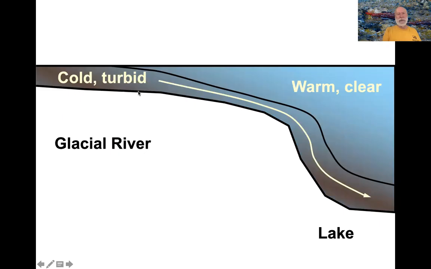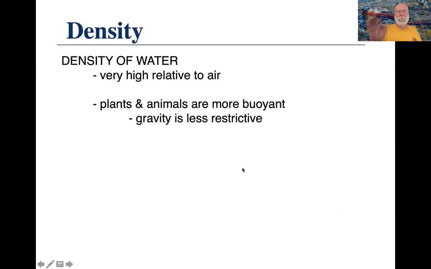And here's this other representation. So imagine a glacial river, some cold, turbid river fed by a glacier rolling down out of the mountains and into a warm, clear lake. And that cold, turbid water is going to dive down to the bottom of the lake because it has a greater density. Okay, so the density of water is influenced by temperature. It's influenced by salinity. It's also influenced by suspended mineral matter.